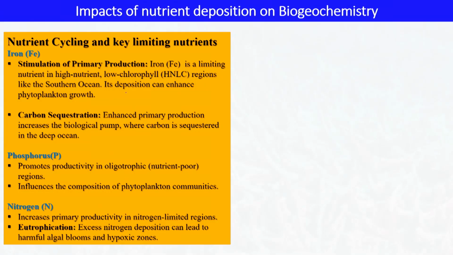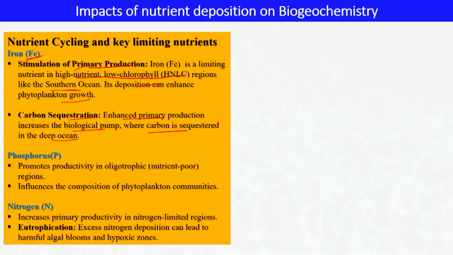So for example, the impact of nutrient deposition on biogeochemistry. Iron is very important, and especially it stimulates primary production. It is a limiting nutrient, especially in the HNLC regions I discussed over the Southern Ocean. Its deposition can enhance phytoplankton growth, and if you have more phytoplankton growth, this means you can have more carbon sequestration. So enhanced primary production can increase the biological pump, where carbon is sequestered in the deep ocean.